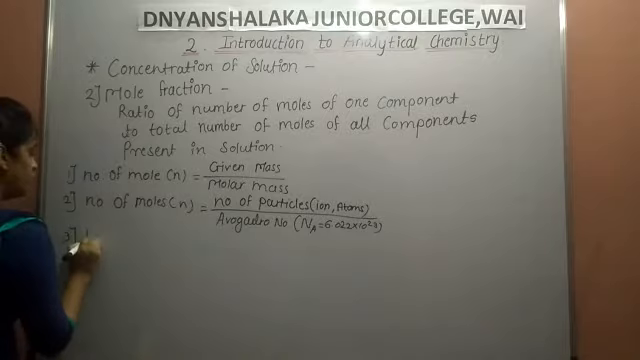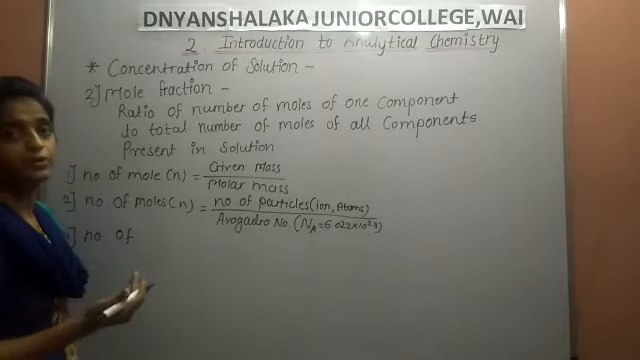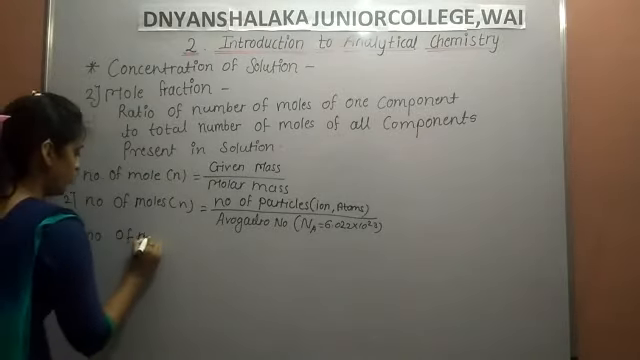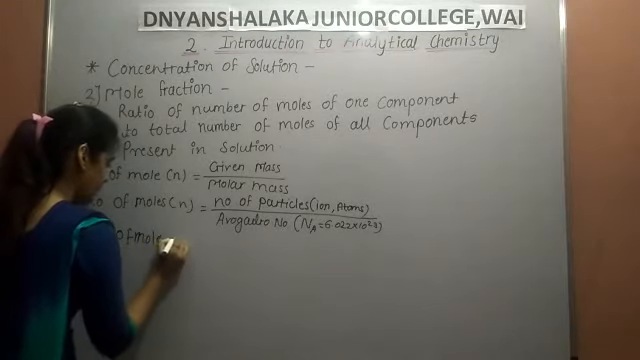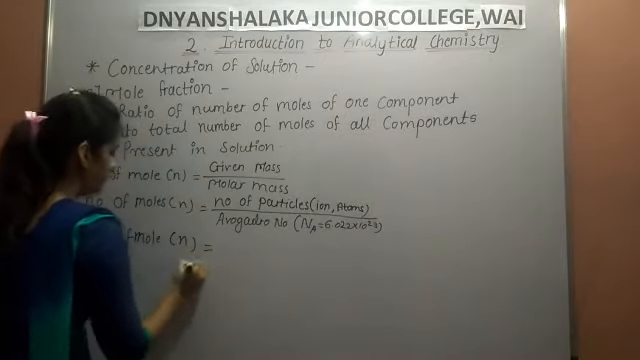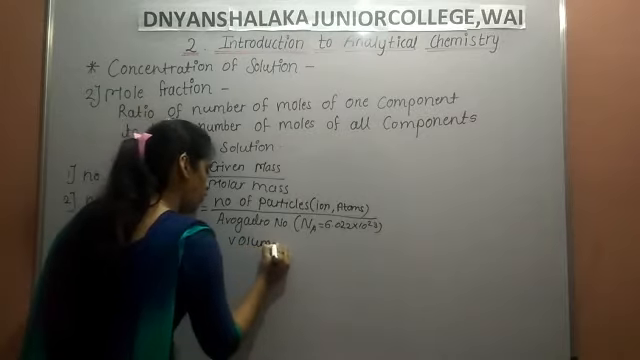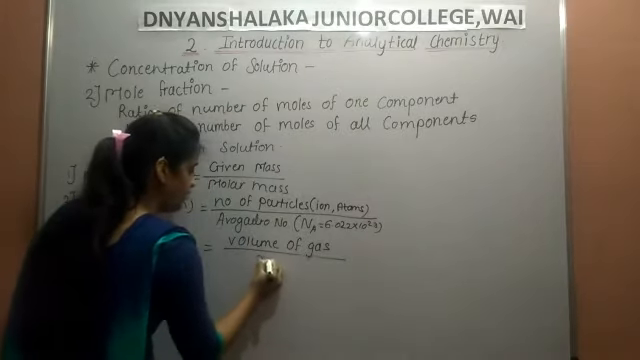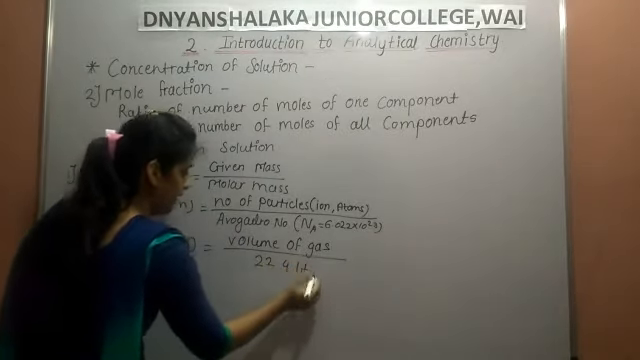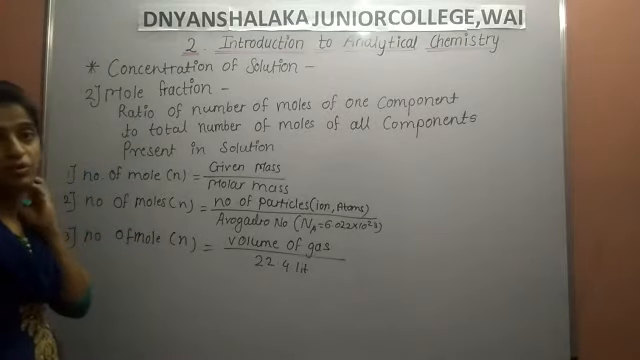And the third way to calculate the number of moles is using the volume of gas: the given volume of gas divided by 22.4 liter. So using these three formulae we can get the number of moles.